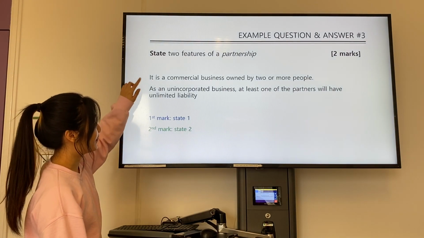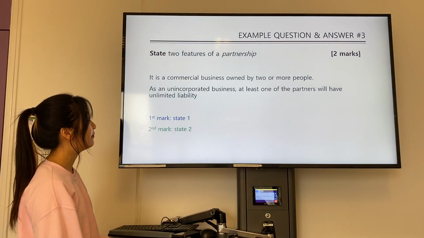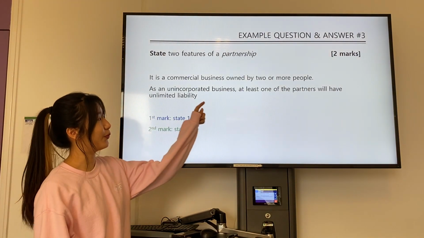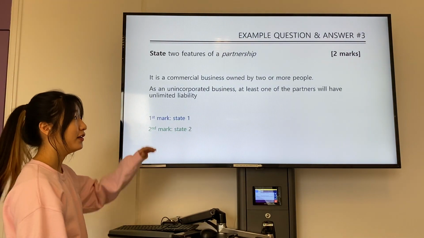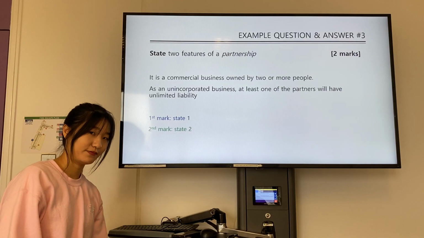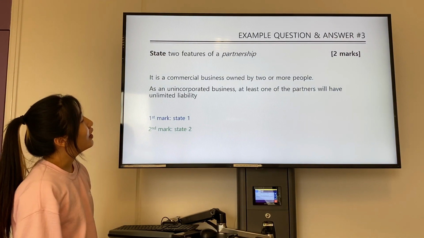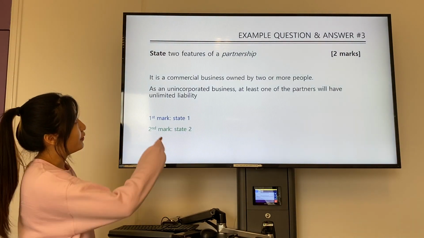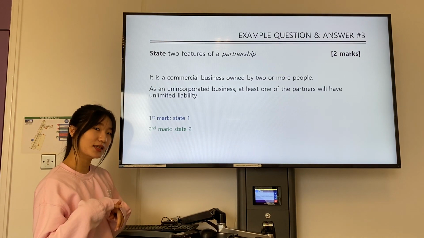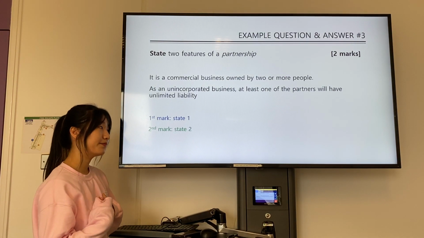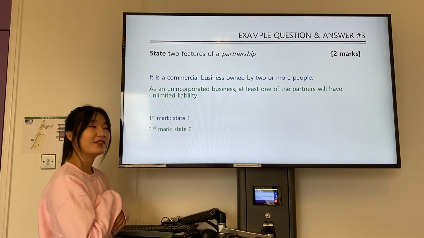So there we go. First, it's a commercial business owned by 2 or more people. Second, it's an unincorporated business where at least one of the partners would have unlimited liability. These sound a lot like something in your textbooks. And that's what's required of you when it says state. So no need to think of second sentences when you see the word state. And the blue and the green are where you get your marks.